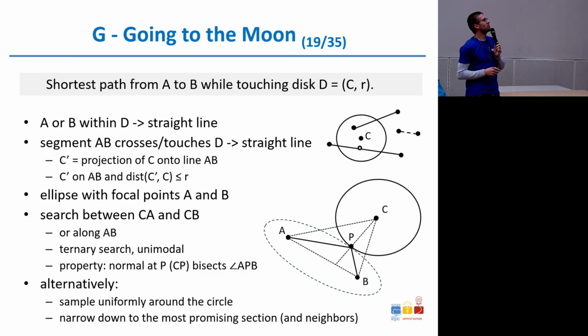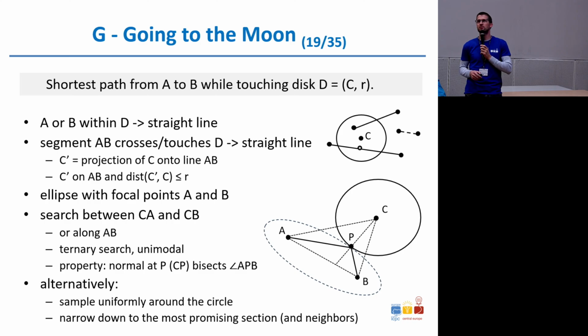So if one of A or B is located, or even both of them are located within the disk, then we don't have a problem. We'll take a straight line and that's it. It gets interesting when both of these 2 points are not within the disk. Then we first have to figure out whether a straight line solves the problem. So we'll check if this straight segment from A to B touches or crosses the disk.